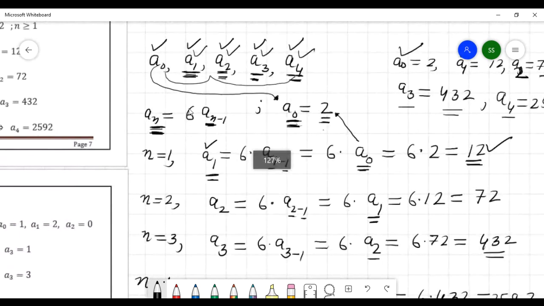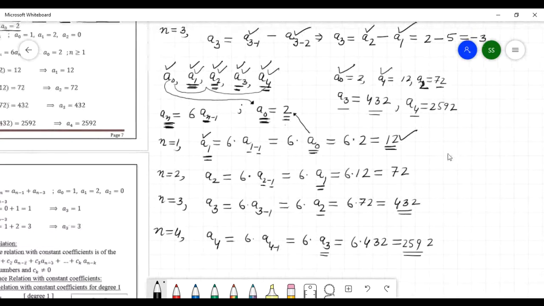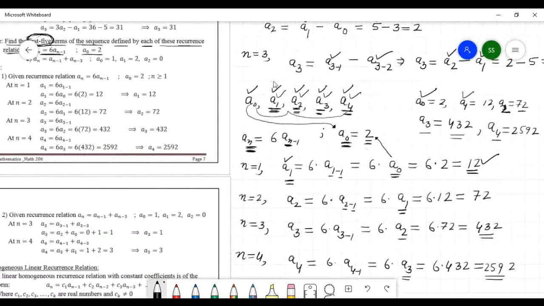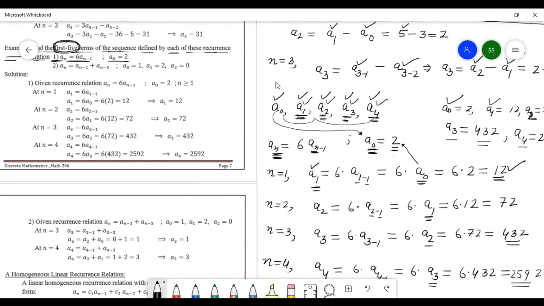In the same way, you can solve question number 2. Here a0, a1, a2 are given, and a3 and a4 remain. Now put n as 3 here, then 4, and you will get the answer. Start from 3 and then 4.